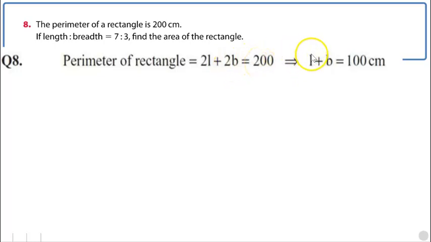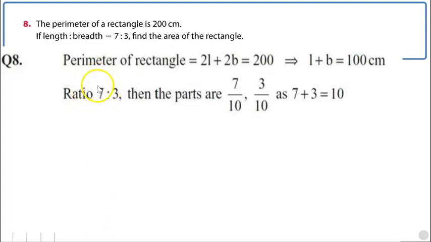Therefore, 1L, or just L, plus 1B, or just B, is equal to 100, because we divide it across by 2. So dividing each term by 2, we get L plus B is equal to 100 centimeters. So we know a length plus a breadth is equal to 100 centimeters.